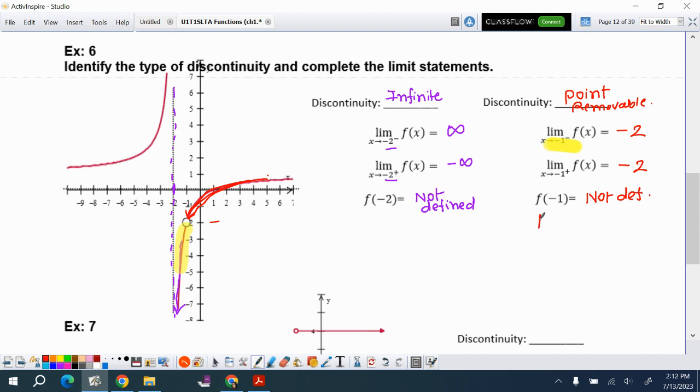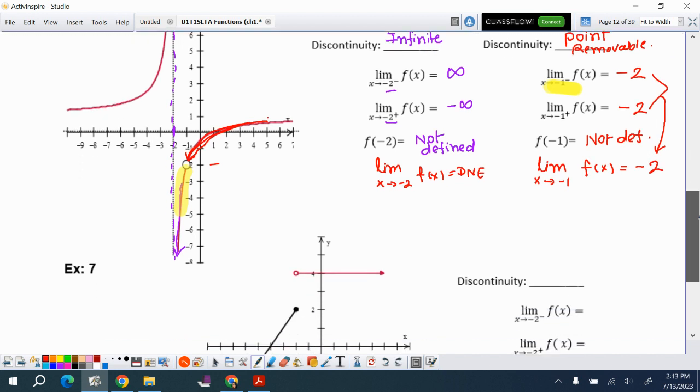Now let's talk about this answer. If limit x approaches negative 1, not left or right, this limit is negative 2 because these two numbers are the same. Here, if I say limit x approaches negative 2, f of x does not exist because these two numbers are different. I mean, infinity is not a number, but they both are different answers.